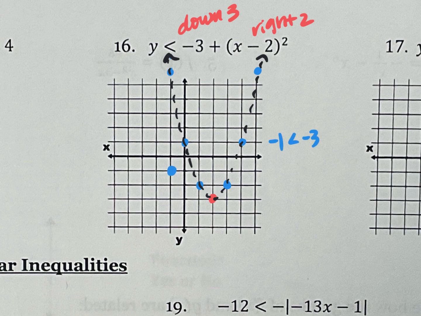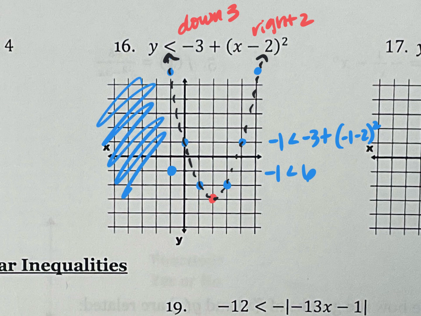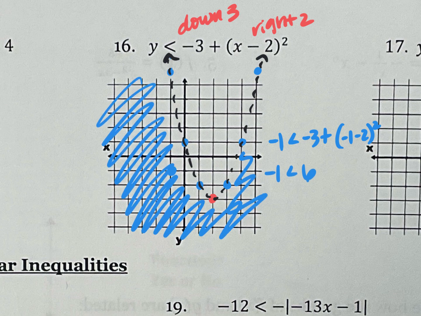-1 is less than -3 plus (-1 minus 2) squared. Parse. -1 minus 2 is negative 3. Square it, 9. 9 minus 3. Is negative 1 less than 6? Yes. So we shade where that point is. And you guys already said your gut was telling you to go under. And guess what? Your gut was right.